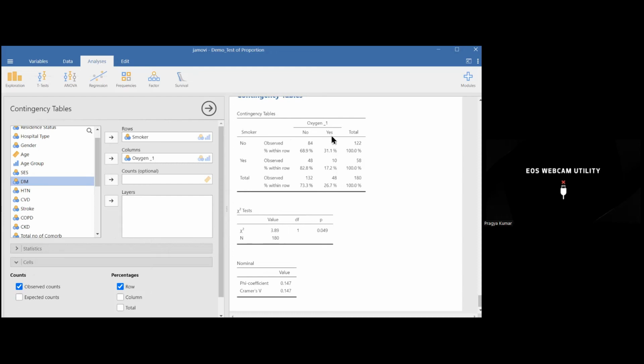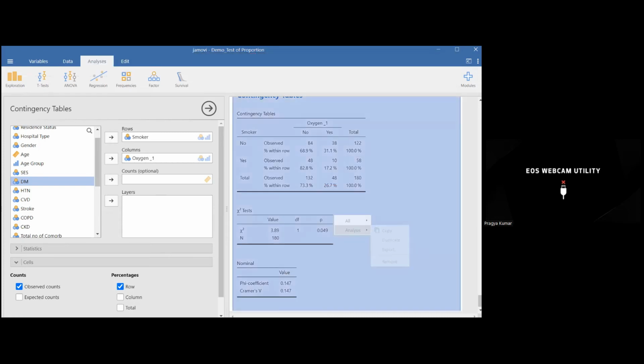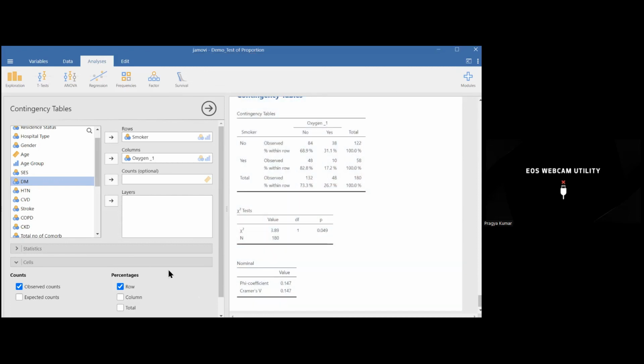So you can see here that the people who were smokers, the oxygen requirement was less. And the people who were non-smoker, the oxygen requirement was more. So we have to focus on these two. So 31.1% in non-smoker and 17.2% in the smoker. And then you can report the value of chi-square. It is significant. And you can report the value of phi and Cramer's V. So that is there.